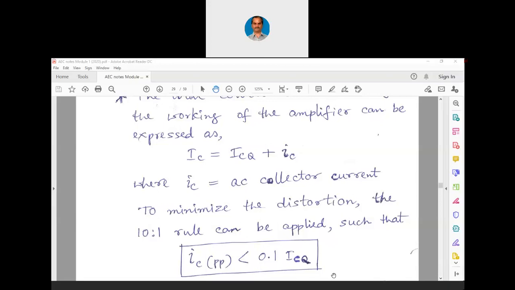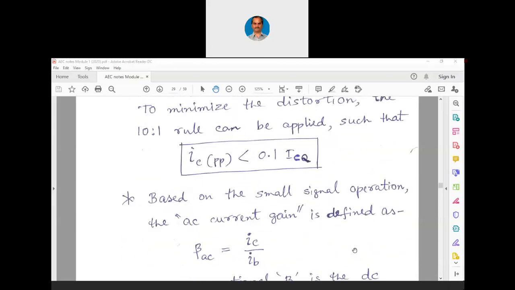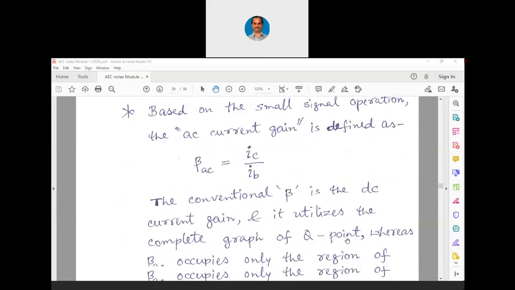Okay, so this particular way of minimizing the input signal such that it is only 10% of the quiescent current is a benchmark or a thumb rule for small signal operation. Now, based on the small signal operation, the AC current gain also can be defined.